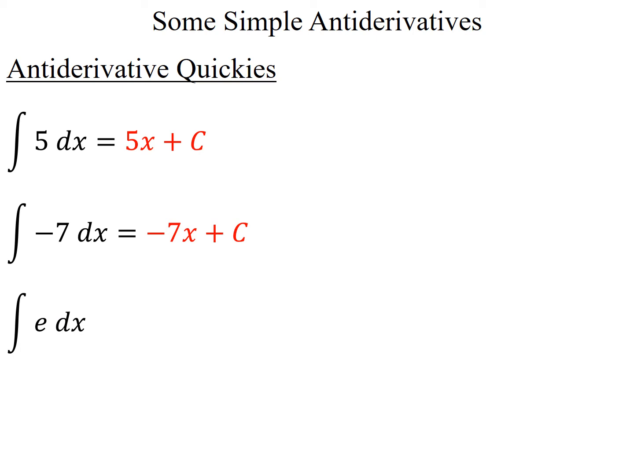And e is just a number. So once you take the antiderivative of just a number, you tack on an x. So it's e times x, not e to the x. It's e times x and then plus c. Okay, so that's some practice with antiderivatives of numbers.